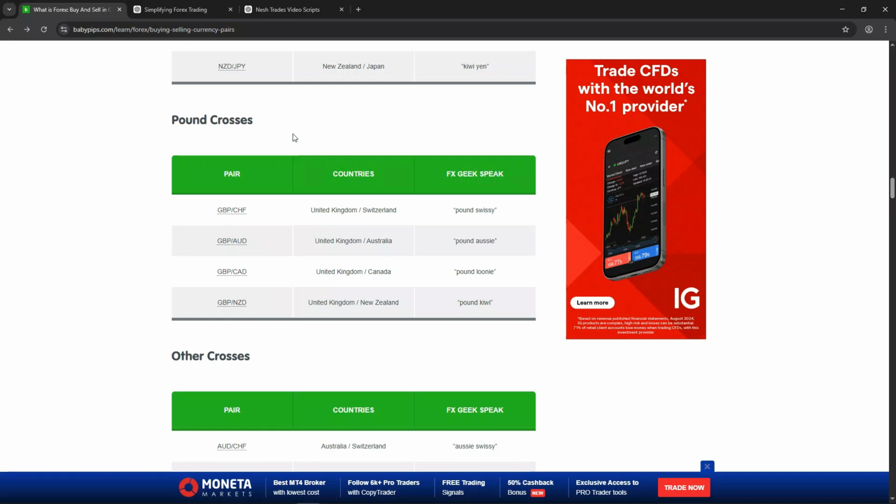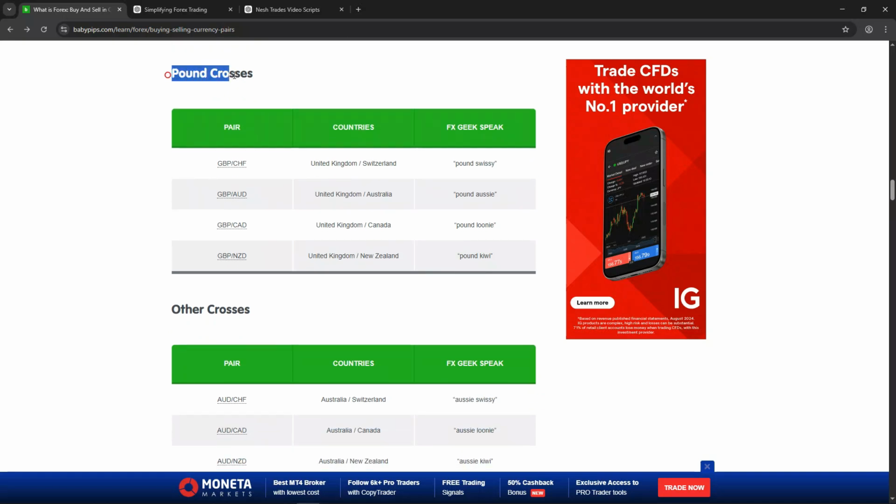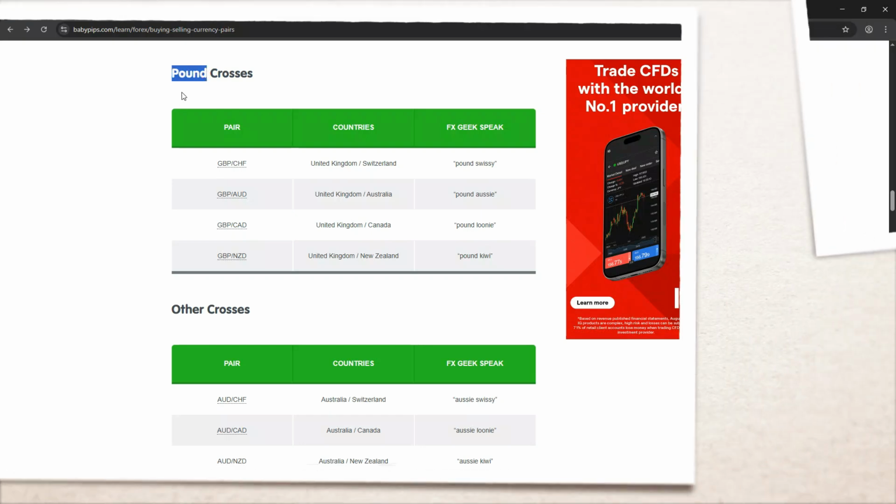So let's look at pound crosses, and as we have discussed on the previous one, these are the currency pairs where the British pound is traded against other currencies without the US dollar. And so instead of GBP USD, you'll see pairs like GBP Swiss franc, GBP Australian dollar, and GBP Canadian dollar. And pound crosses are just cross currency pairs that involve the British pound. I hope you're getting this right.